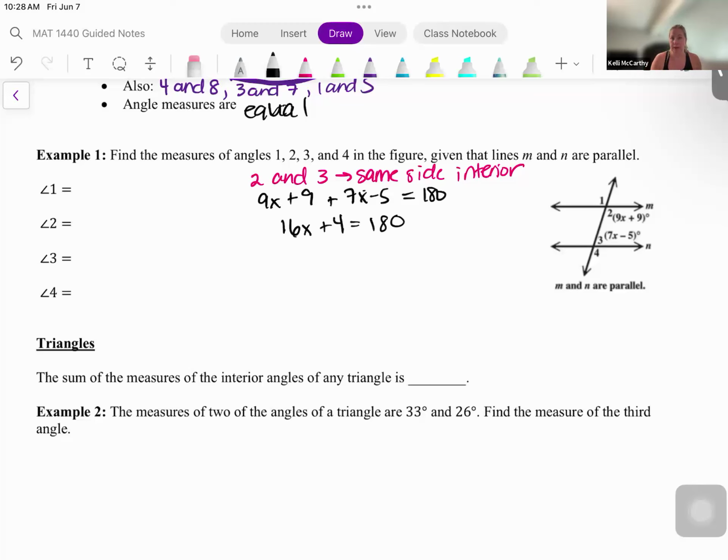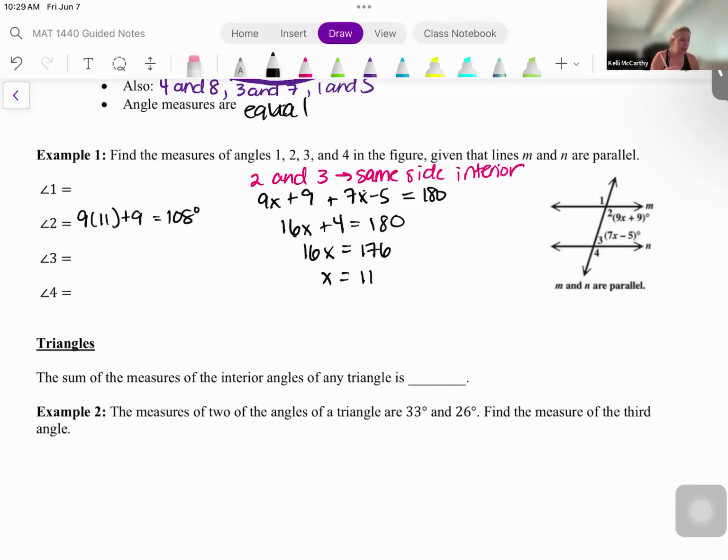To solve for x, we're going to start by moving the 4 over by subtracting 4 from both sides. So we get 16x is equal to 176. And then to isolate x, divide both sides by 16. 176 divided by 16 is 11. So now that we know the value of x, we can find angles 2 and 3 by substituting in 11 for x. So angle 2 is going to be 9 times 11 plus 9, which is 108 degrees.